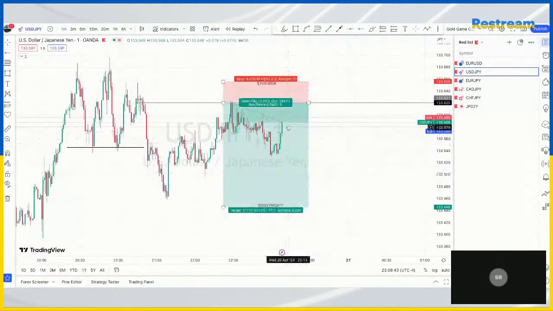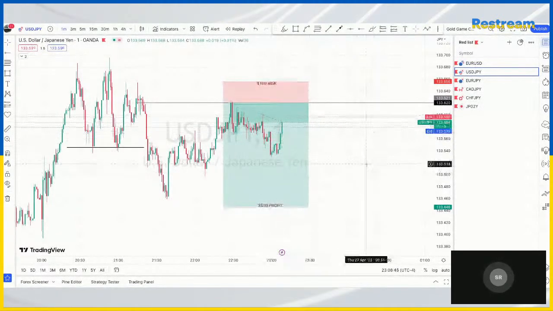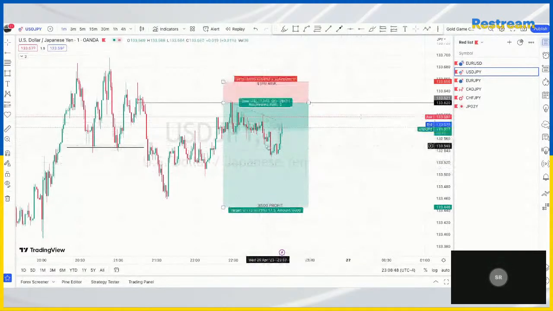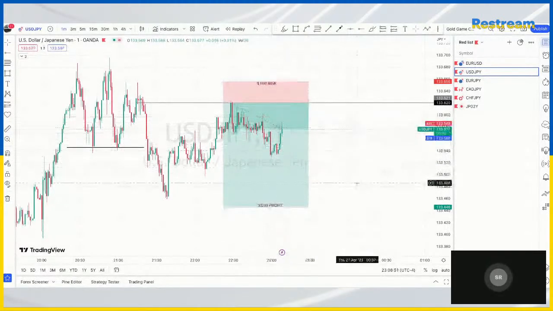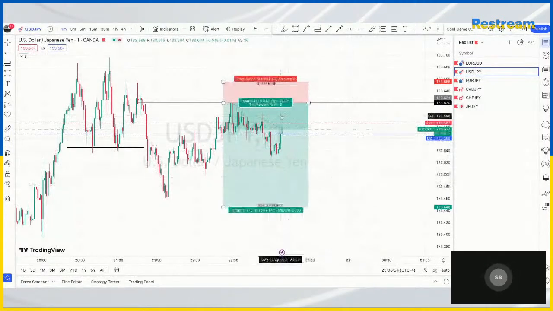And these pullbacks are perfectly fine. Just because there's a pullback in here doesn't mean anything. It's fine. Your job is to not get out. Your job is to wait it out throughout the whole thing.